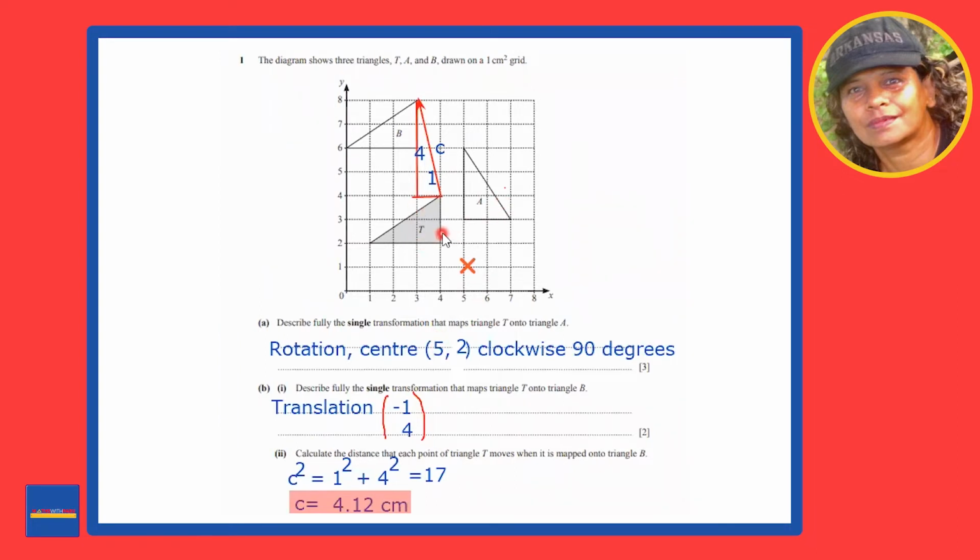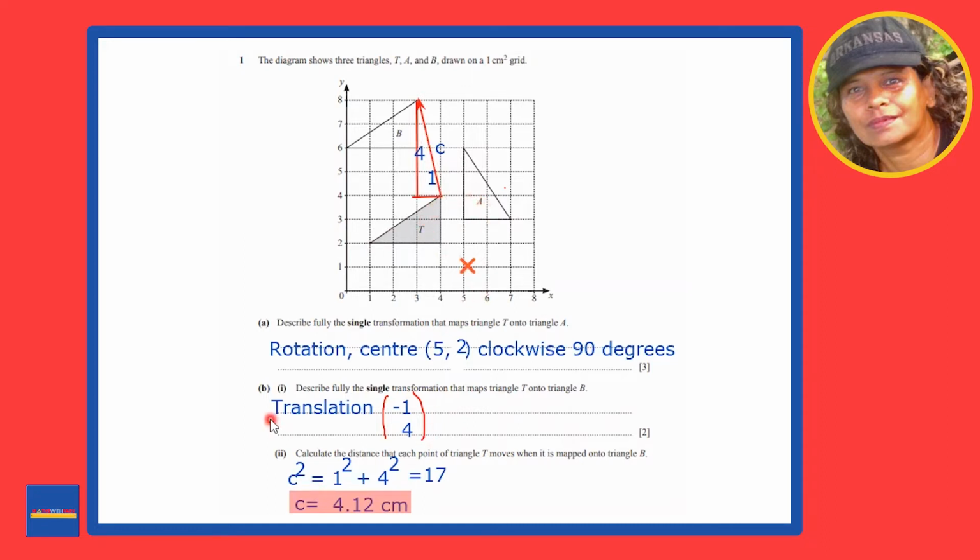Now, we can use tracing paper. We can also use the perpendicular bisectors of corresponding points, this line and this line and this line, to find where they meet, which is (5, 2), and that is your center of rotation. And T moves clockwise 90 degrees onto A.